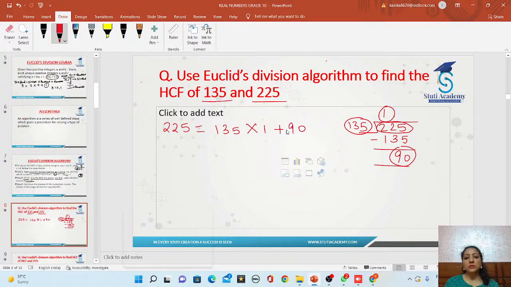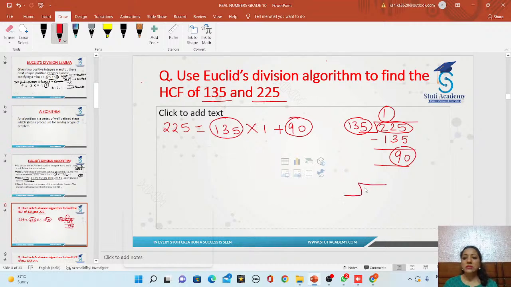So children, please notice the remainder here is non-zero. So we'll have to continue this step. So I'm going to take this remainder and this divisor, and I will apply Euclid's division algorithm again to 135 and 90 in this case.